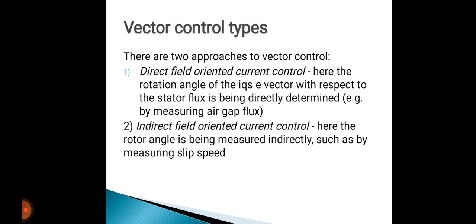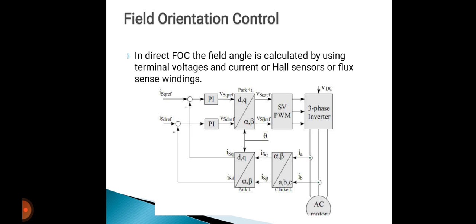In vector control, there are two approaches. One is the direct field orientation control approach, and the other is indirect field orientation control. In direct field orientation, the rotating angle of the IQS vector with respect to the stator flux is directly determined, but in indirect field orientation it is determined indirectly, such as by measuring the slip speed. In direct field orientation control, the field angle is calculated using the terminal voltage and current, or Hall sensors or flux sense windings.